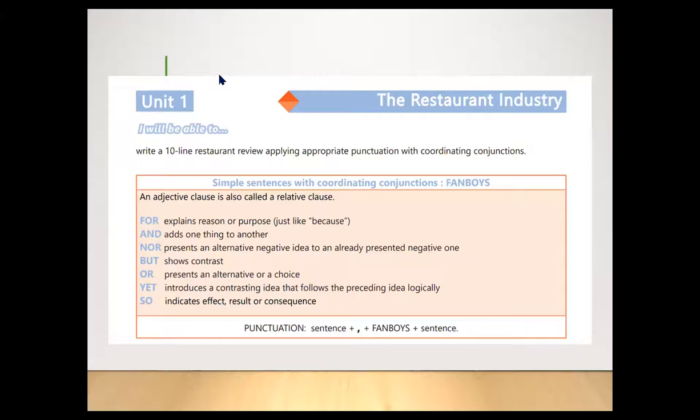So indicates effect, result or consequence. I don't have examples. It's easy. Think about it. Try it. Somebody can help you. Okay, I haven't had dinner yet, so I will prepare something after class. Perfect. That's a good example. You can say, I understand that it's difficult for you, so I am going to help you. So it's like, therefore, right? So the effect, result, or consequence.